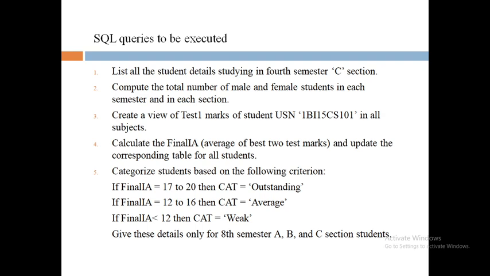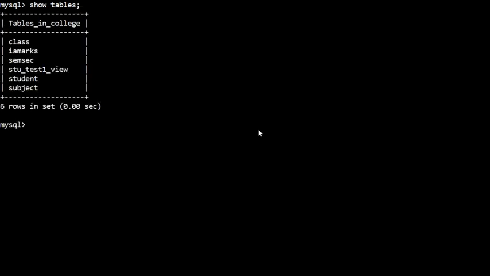Now I'll show you the execution of this. I'll go to the console now. First I'll show you all the tables here. I have class, IA marks, SEM section, student. That is a view I have already created; I'll tell you why I created it later. Then student and subject. Now what is the information we want to retrieve? We have to get the student information of students who are studying in semester 4 and section C.